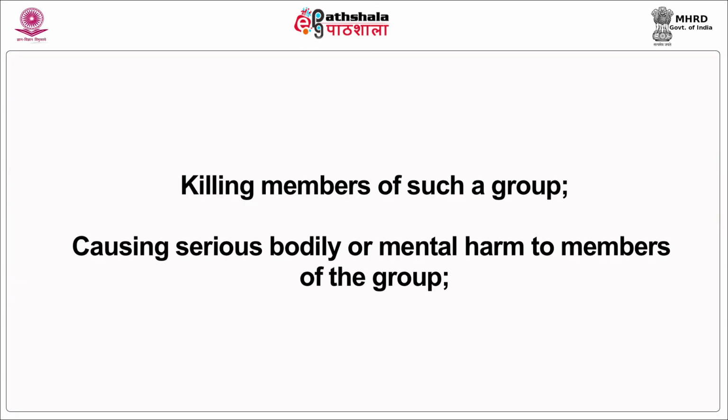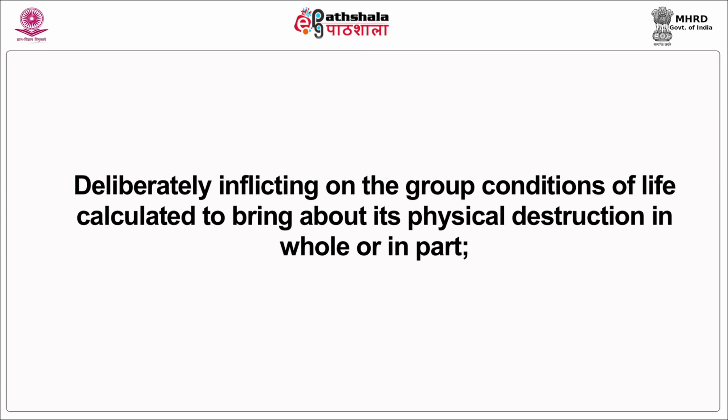Killing of members of such a group, causing serious bodily or mental harm to members of the group, deliberately inflicting on the group conditions of life calculated to bring about its physical destruction, in whole or in part, and also imposing measures intended to prevent births within the group. And finally, forcibly transferring children of the group to another group. All of these are part of the definition of genocide in the convention. However, the convention doesn't talk about the existing laws of genocide that existed within customary international law.